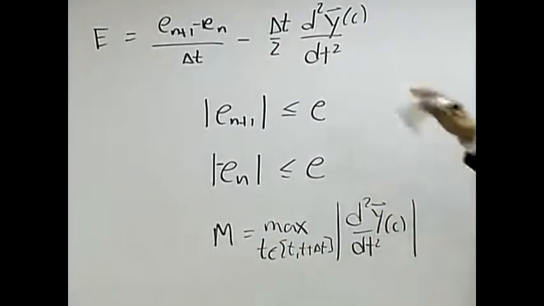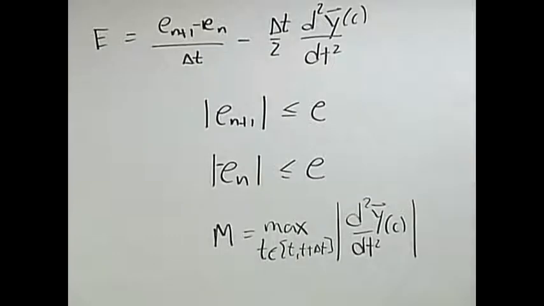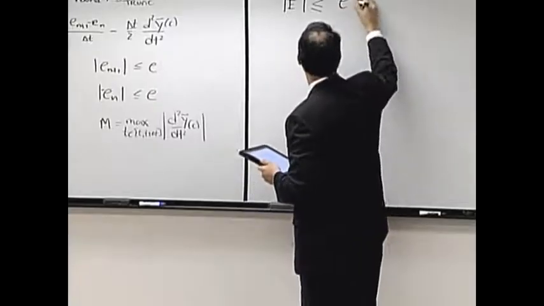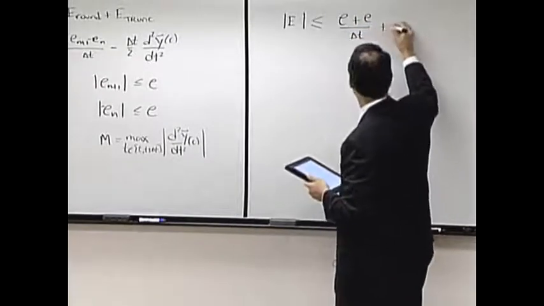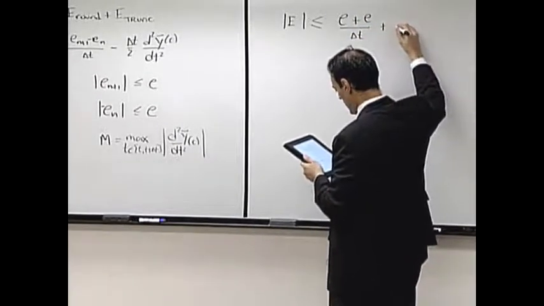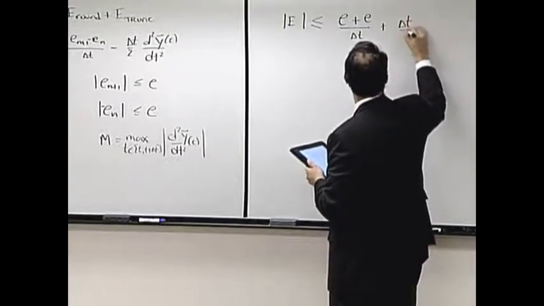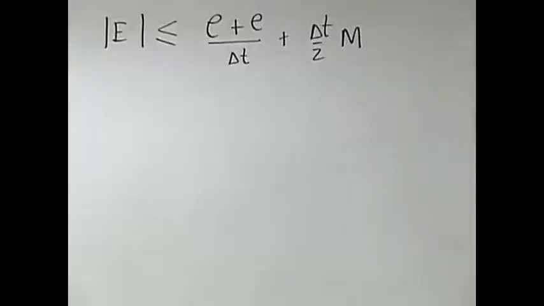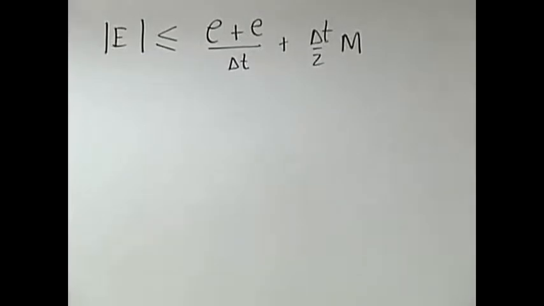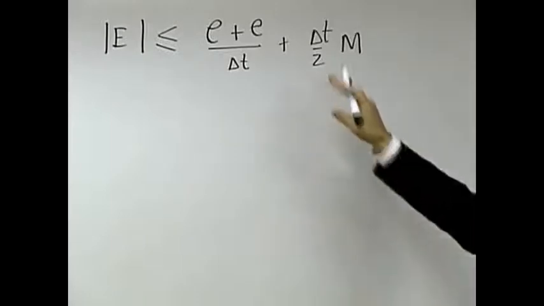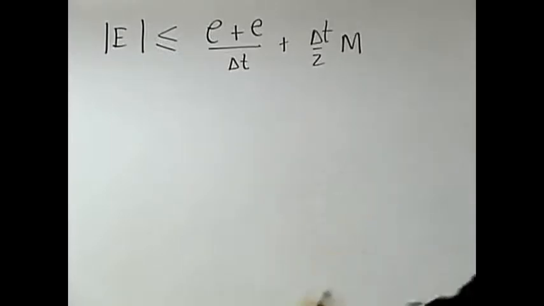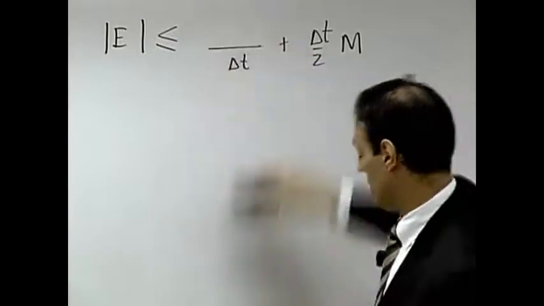And what I want to do with this is then say, well, how can I bound my error? This allows me to bound the error to say the absolute value of the error is less than or equal to this E plus E over delta T plus what I have here, delta T over 2M. Okay? So this is the biggest the error can be. I try to make it as big as possible. That's as big as it can be. Now notice E plus E is 2E.